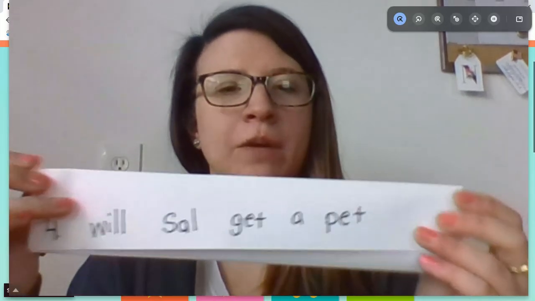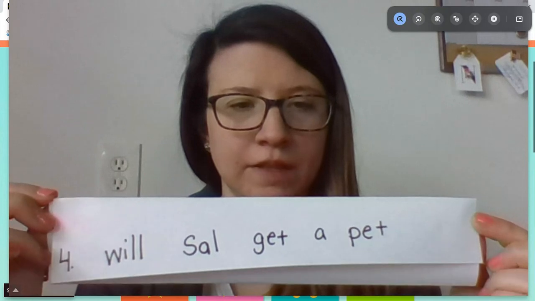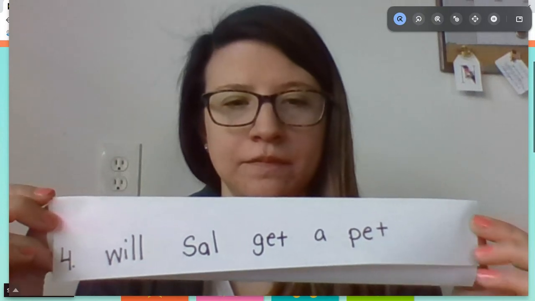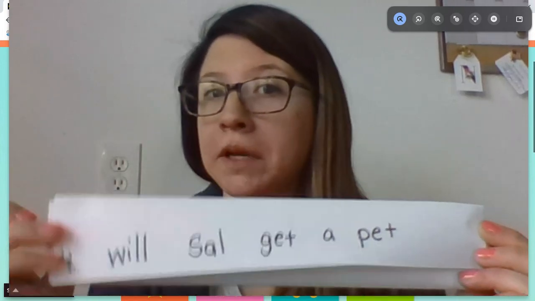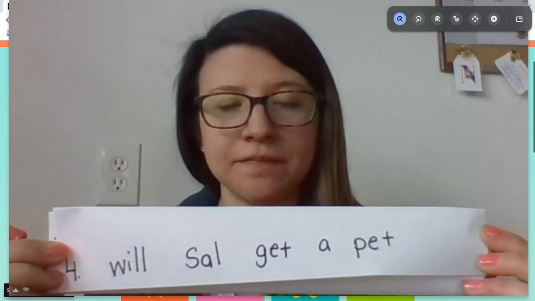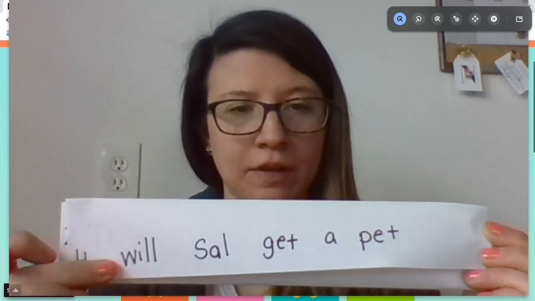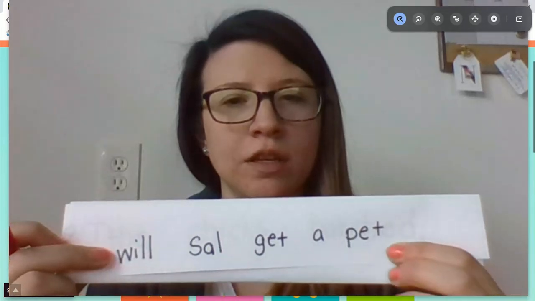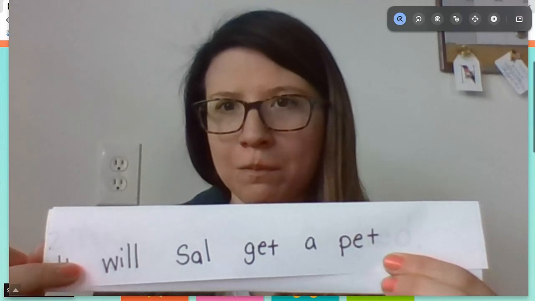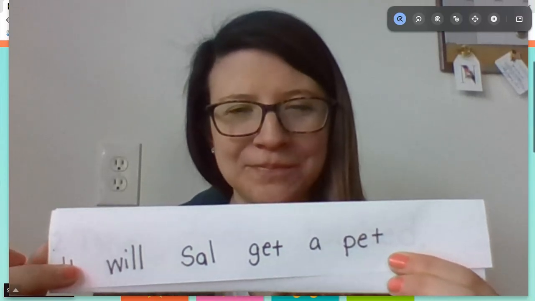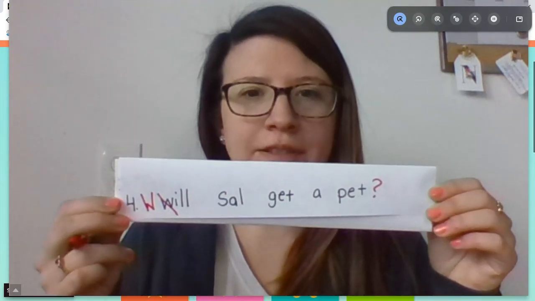I'm going to fold my paper over. Hold on. There we go. Give you a second to read it. Will Sal get a pet? What do I need to do? Fix this sentence. Need a capital at the beginning, right? And then what's going to go at the end? Is this a question or a statement? Will Sal get a pet? Gave you a big hint with my voice there. It's a question, right? So I'm going to put question mark at the end, change the W to a capital W, and we fix our sentence.